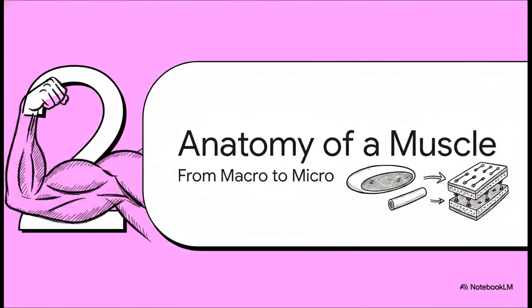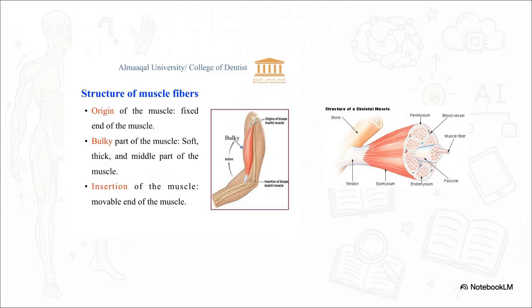All right, let's zoom in on that skeletal muscle and see how it's actually built, going right from the macro level down to the microscopic. On a macro level, a muscle is anchored by a fixed origin on a bone, it has a bulky middle, and it ends at a movable insertion point. Picture a 3D animation of an arm bending. That incredible flexible movement happens because that insertion point is being physically pulled.